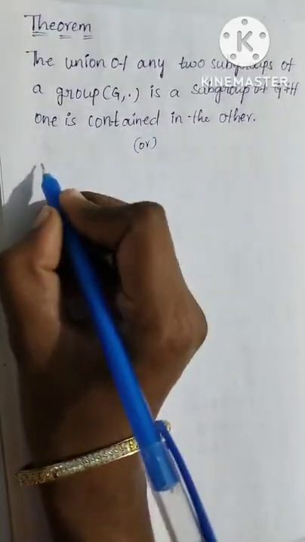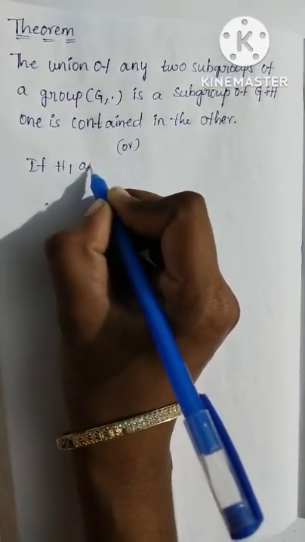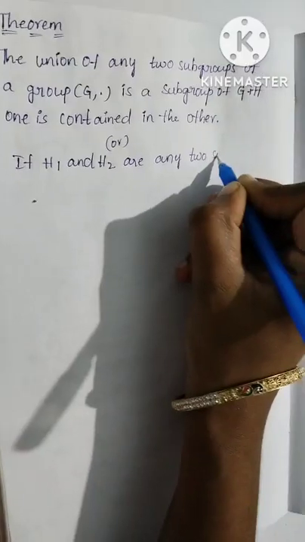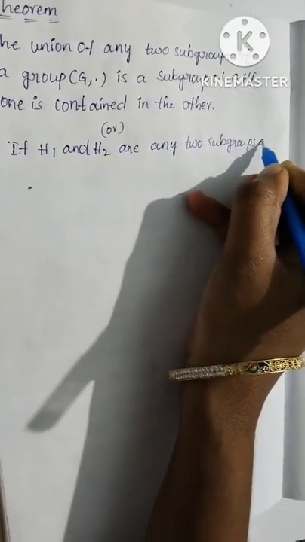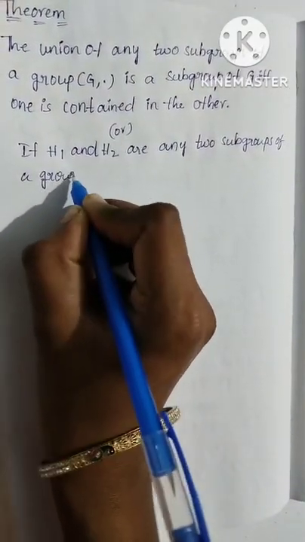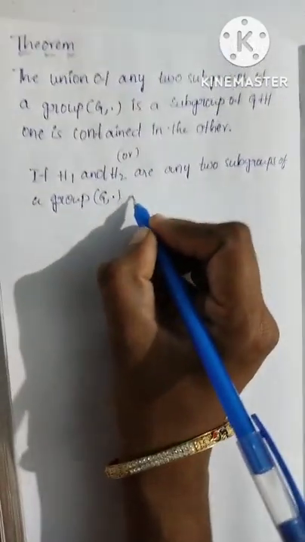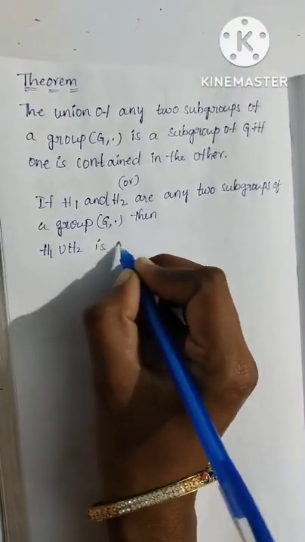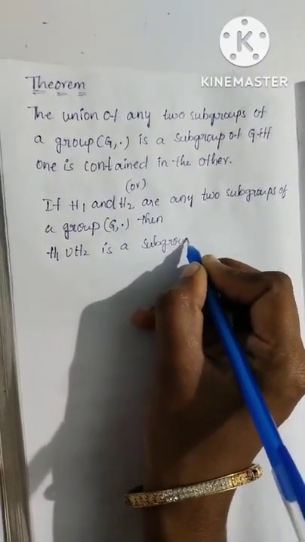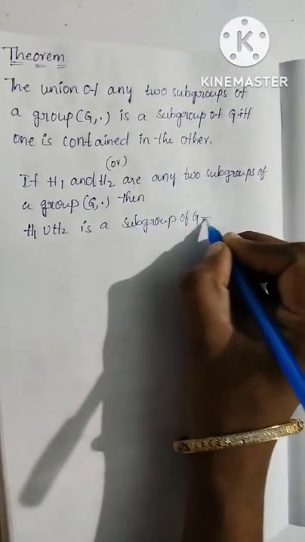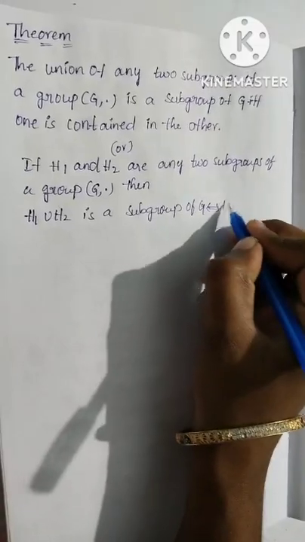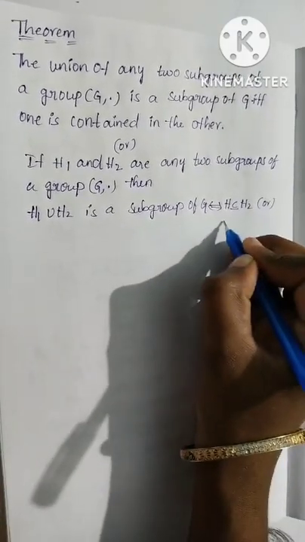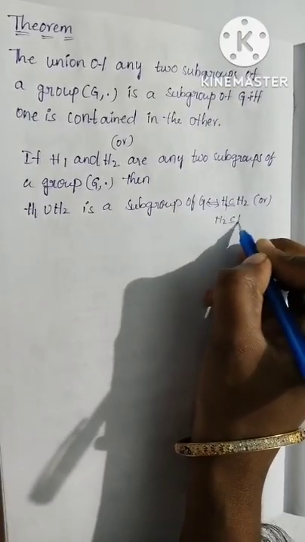Or, if H1 and H2 are any two subgroups of a group G, dot, then H1 union H2 is a subgroup of G if and only if H1 subset H2 or H2 subset H1.